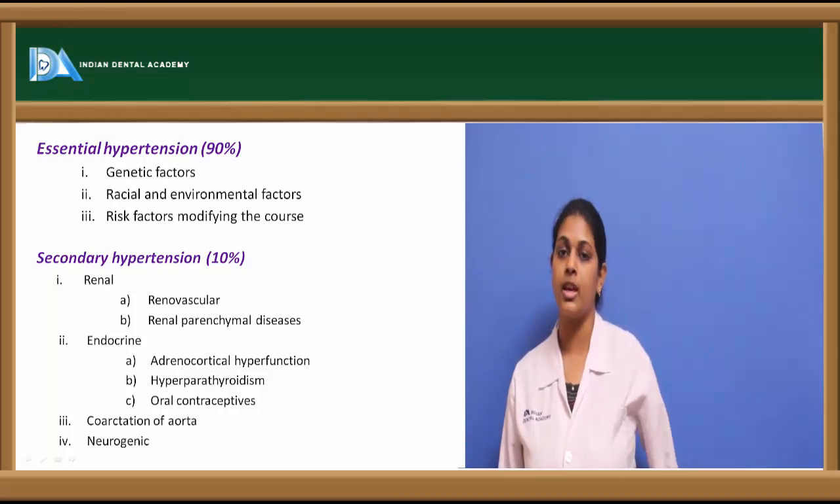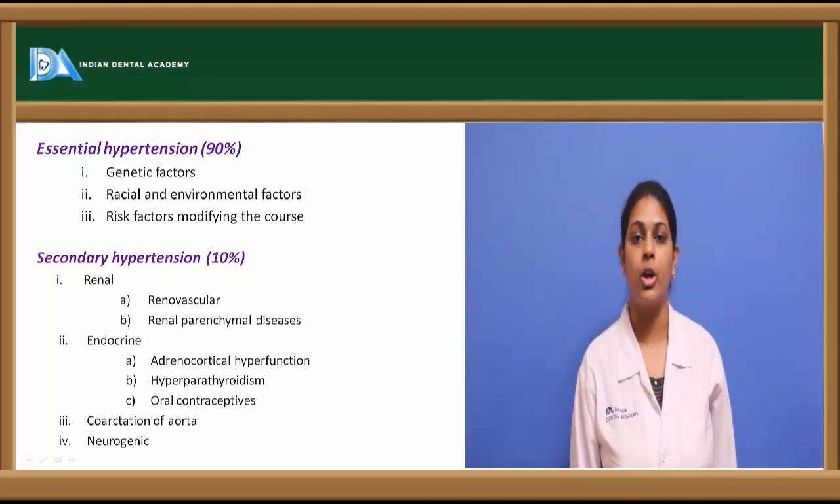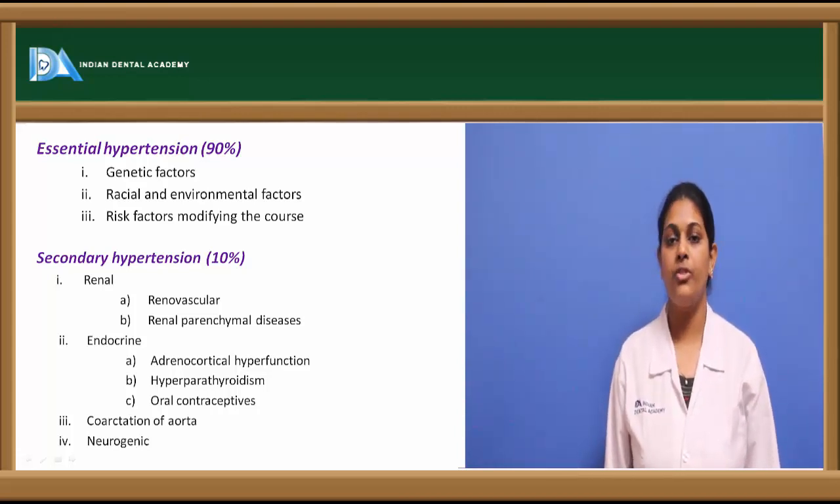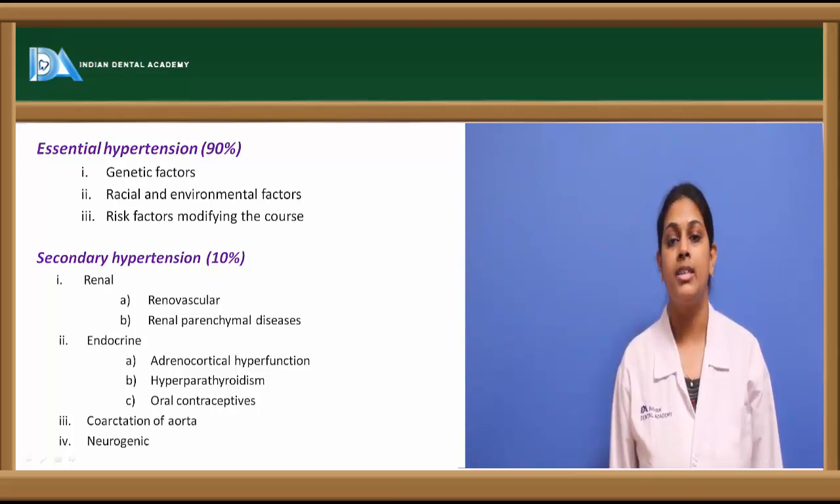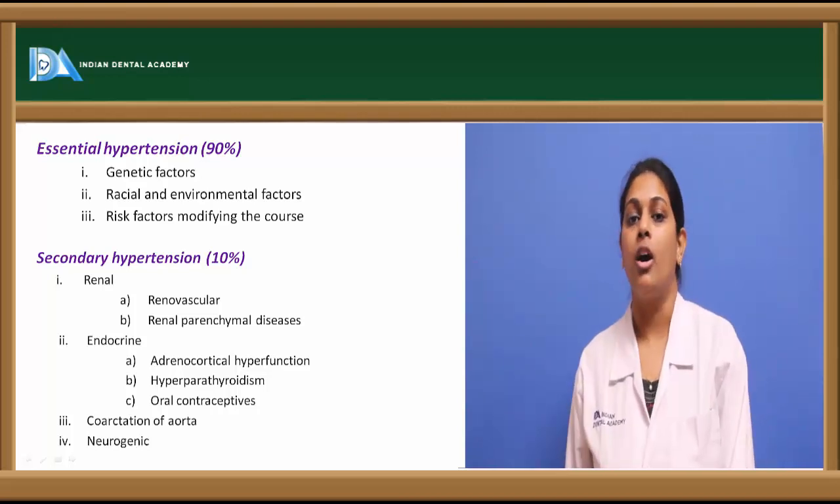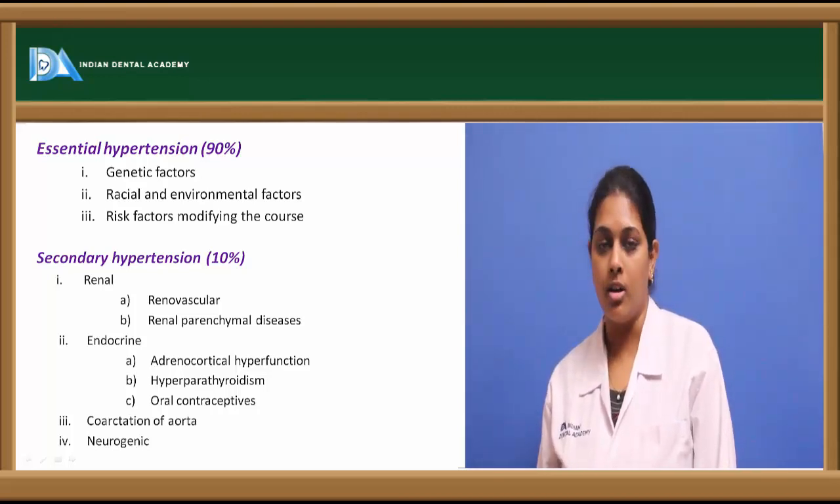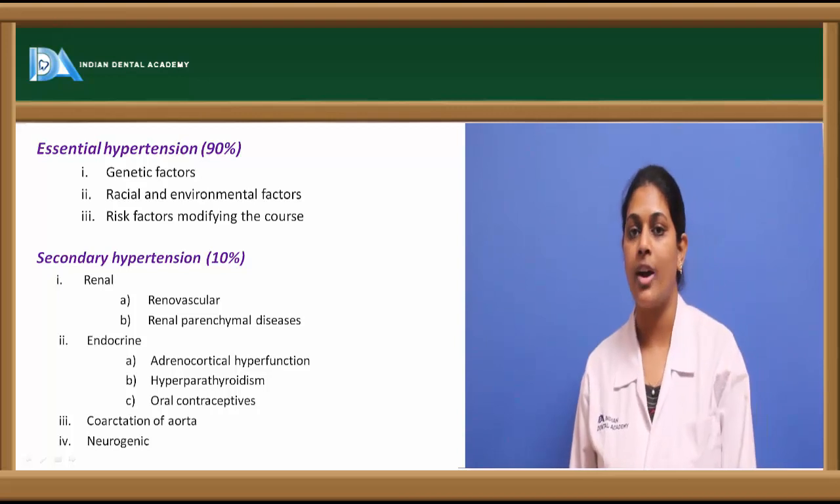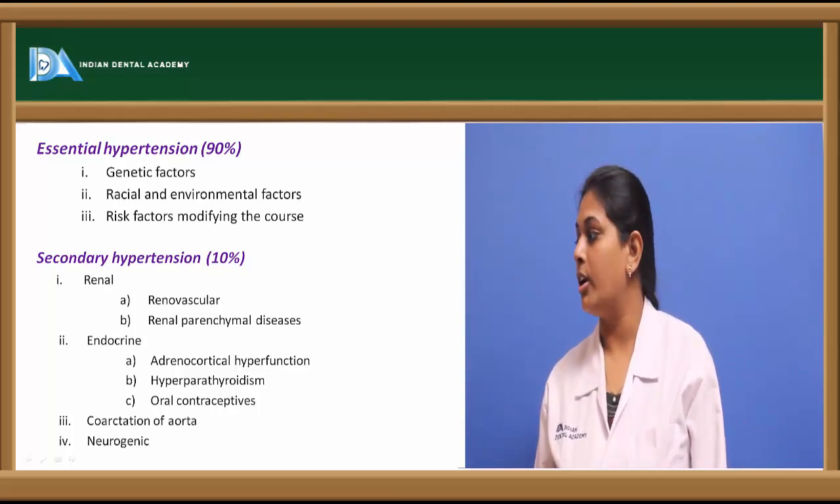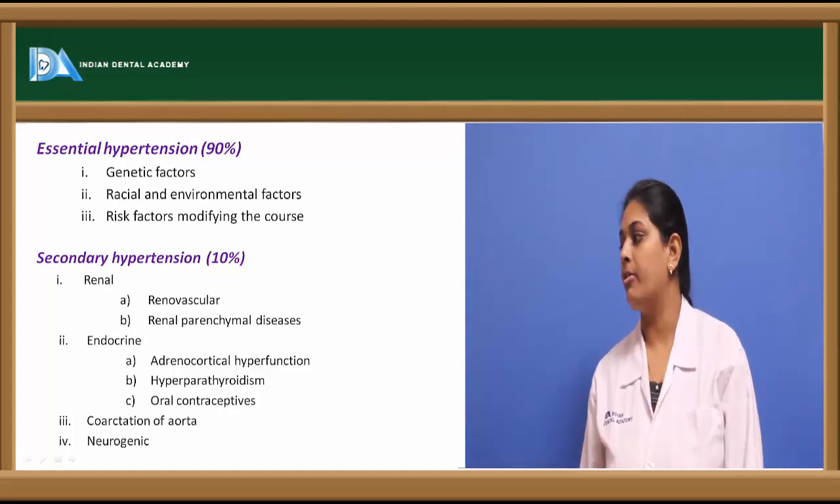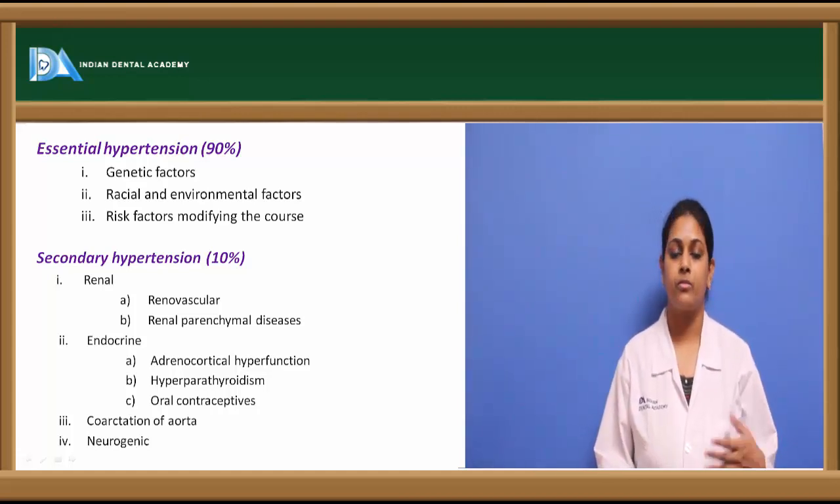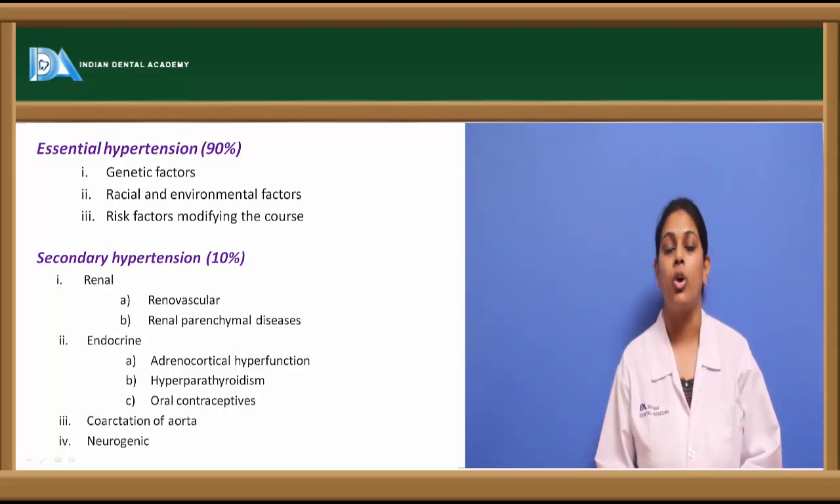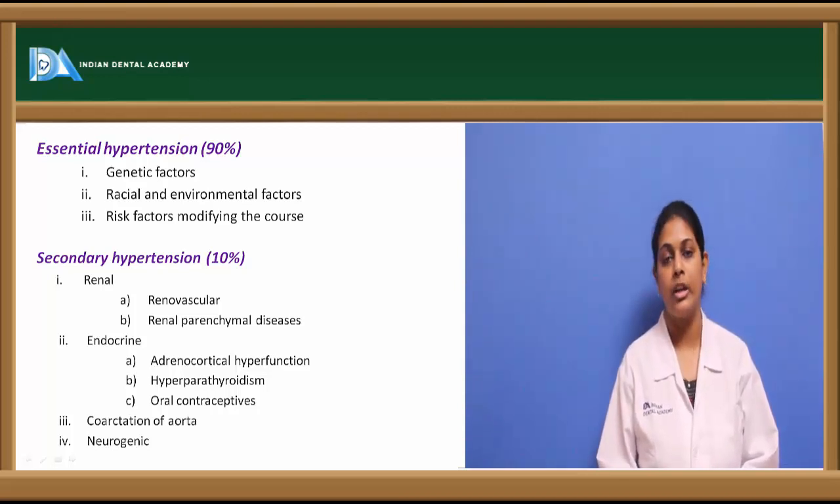Coming to secondary hypertension, which is seen in 10% of the cases, it could be because of changes in the renal, renovascular changes, since the renin-angiotensin mechanism is a chief mechanism which helps in releasing certain catecholamines, which in turn alter the blood pressure. So renal changes such as renovascular changes or renal parenchymal disease are said to be one of the causing factors in secondary hypertension. And coming to the endocrine, it could be because of adrenocortical hyperfunction, because of the increased release of adrenocortical hormone from the cortex of the adrenal gland, because of the activated angiotensinogen, which can also be one of the reasons for secondary hypertension.